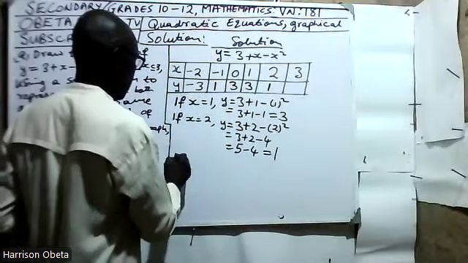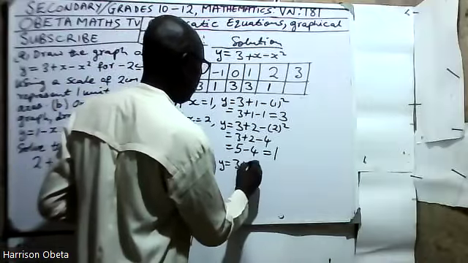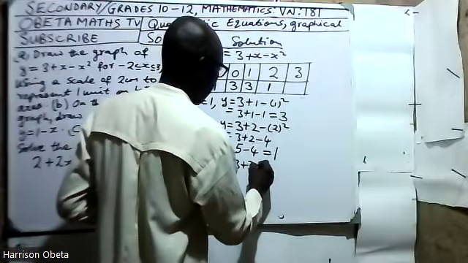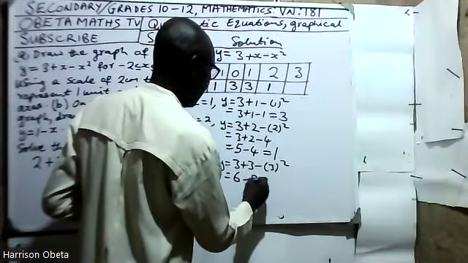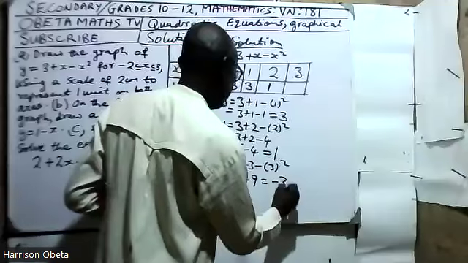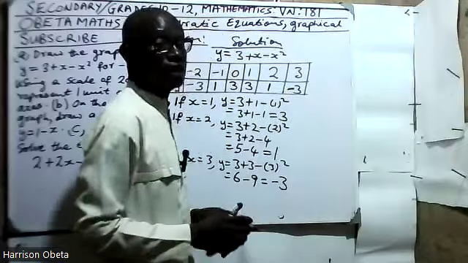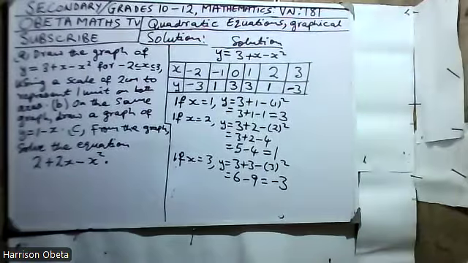Then finally, if x equals 3, y should be equal to 3 plus 3 minus 3 squared. That will give us 6 minus 9, and that will be minus 3. So we have minus 3 here. So we have succeeded in getting the table of values, and we have filled the values. So we have minus 3, minus 3, 1, 3, 3, 1, minus 3.